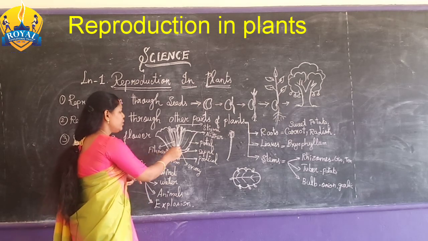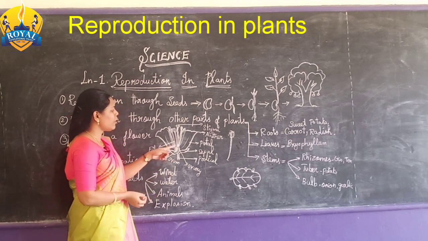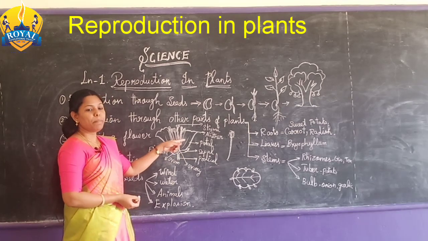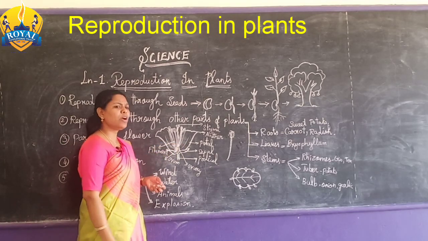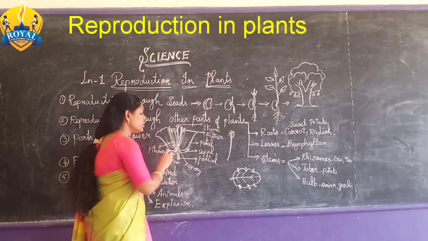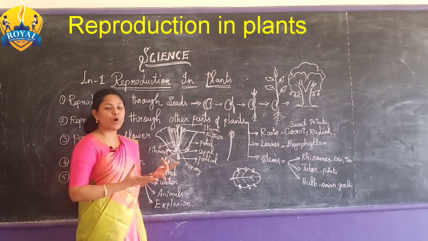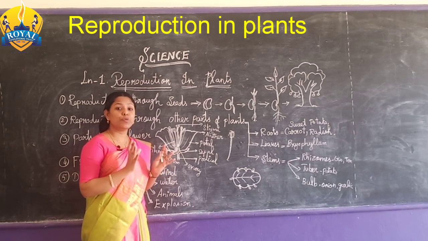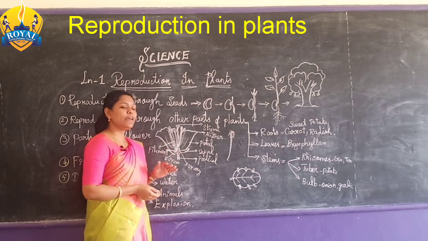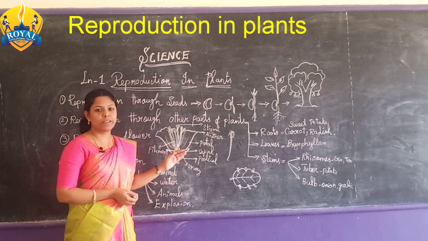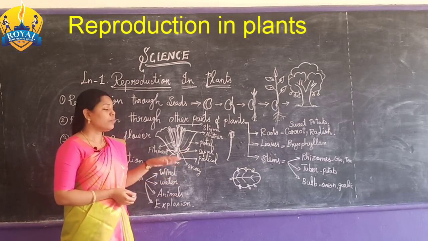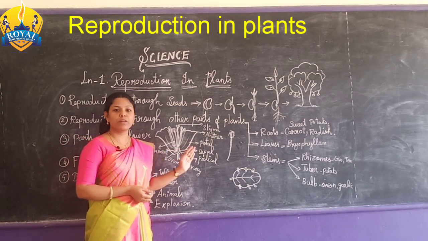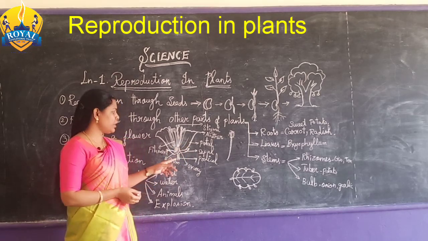After some days the fusion takes place here, and then the sepals and petals fall on the ground and the ovary becomes a fruit. The ovary forms a new fruit. So it is from these flowers only that the process of reproduction takes place.